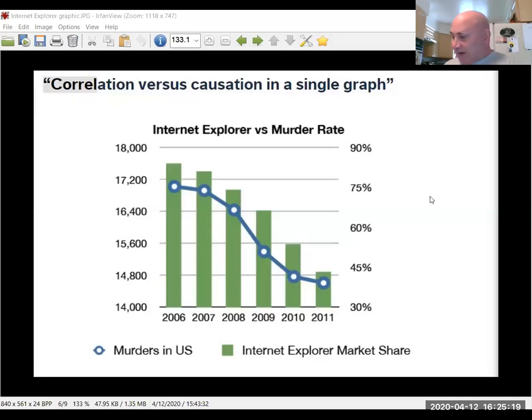So now I want to show you a graphic about Internet Explorer, everyone's favorite web browser. Now here's a graph. It looks like as Internet Explorer usage goes down, the murder rate goes down. Well, does that mean that one causes the other? Some people might think that if you have to use Internet Explorer, it would make you more inclined to kill somebody. But in general, I would say that's a case where they're just coincidentally related.